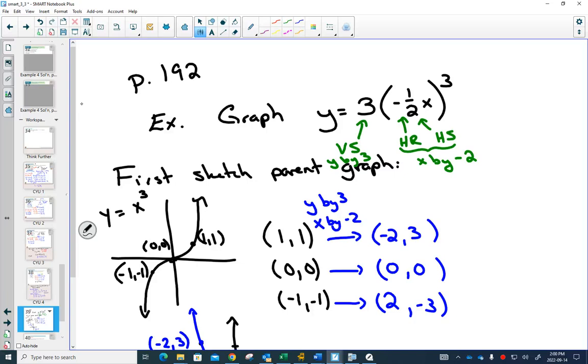Inside is always horizontal. Outside is always vertical. Vertical always affects the y coordinates. Horizontal always affects the x coordinates. If something is where the x originally was. So sometimes students go, I'm going to put the x in brackets so I can see anything that would get cubed in the next part I'm going to say is inside. Okay.